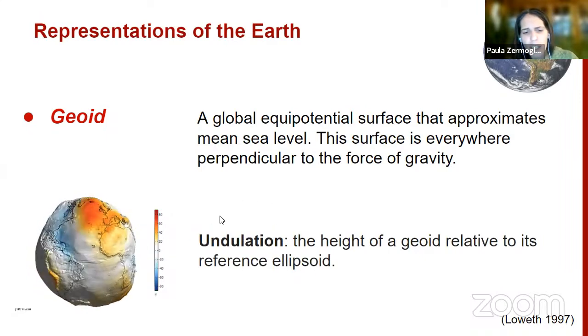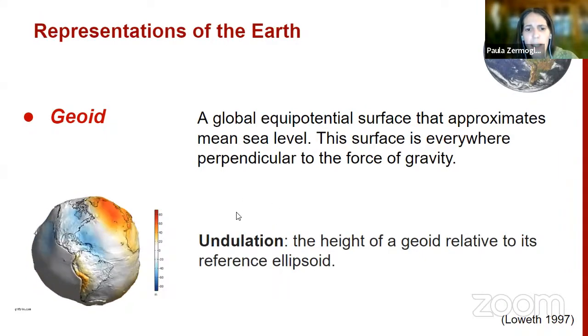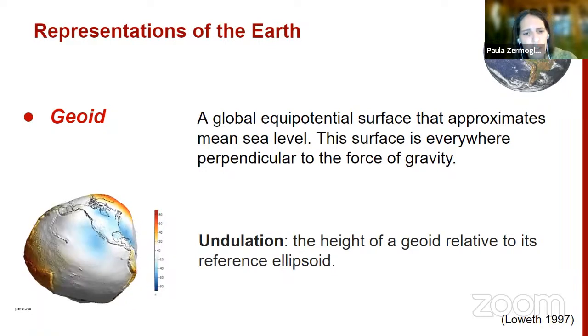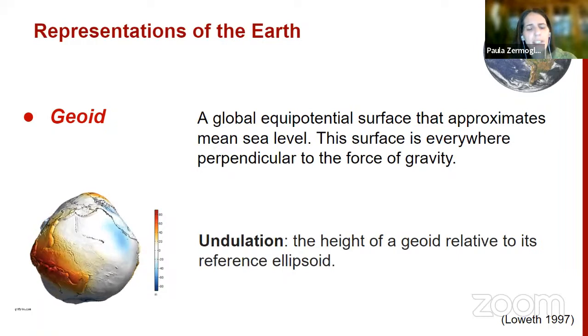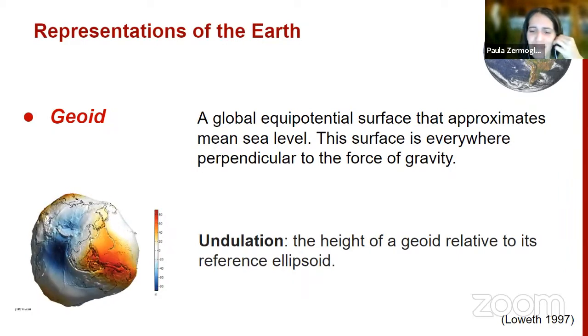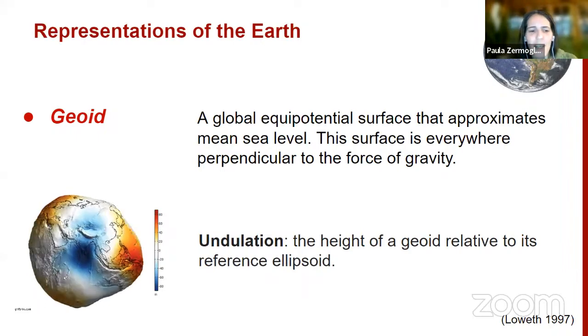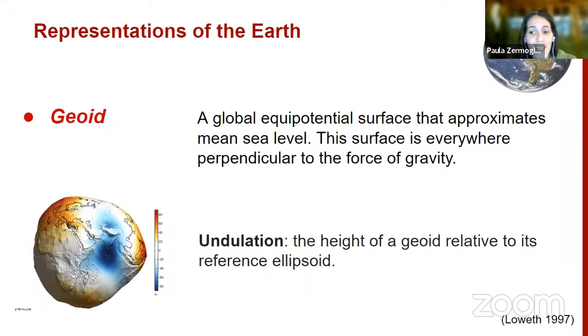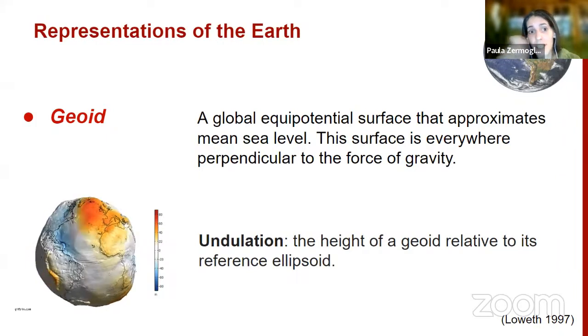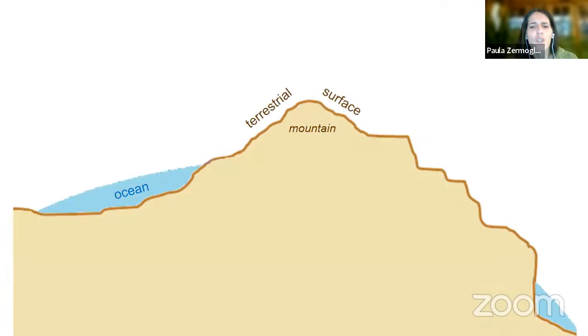Now, there is an important concept that is called undulation. That is the height of a geoid relative to its reference ellipsoid. Don't freak out, we're going to see what this means. But it's basically comparing how the geoid is with respect to that geometric ellipsoid that we can use to represent the Earth. So suppose that this is the surface of the Earth. We have a mountain here and the ocean here and there.